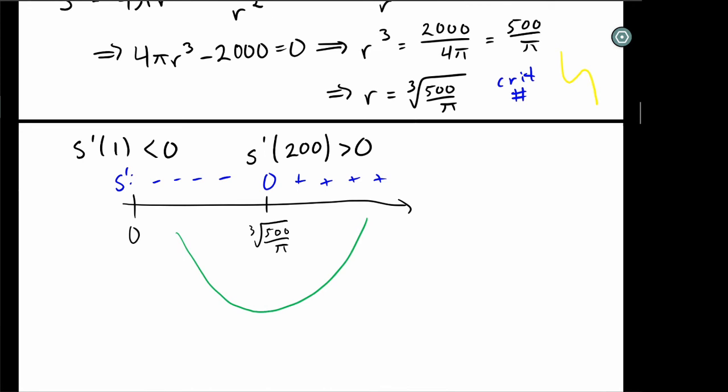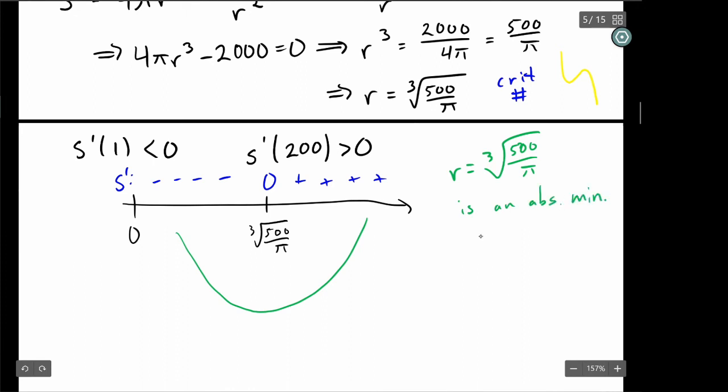So we can definitely 100% for sure say that r equals the cube root of 500 over pi is an absolute minimum on 0 to infinity, because it's the only critical number, and we've verified by the first derivative test that it is, in fact, an absolute minimum. Those two things together say that this is the only option.